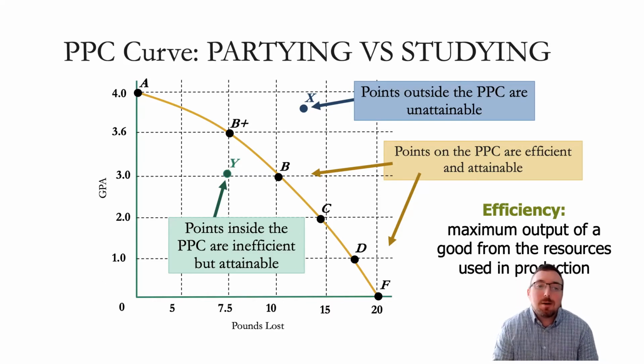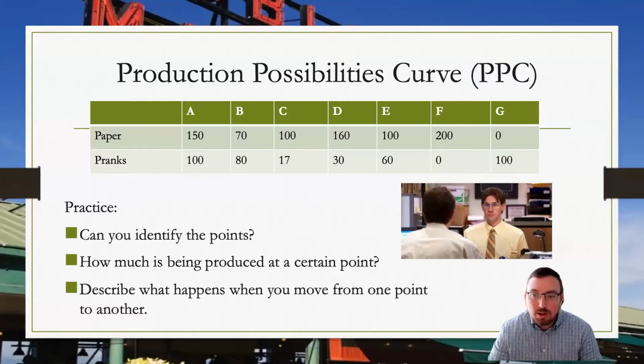Or maybe we split the time up and we study more and work out more to get a little bit higher GPA, but also lose more pounds. All right, so again, point Y is inefficient. We can utilize our time better to get to that PPC curve, to get to the gold curve there. Again, point X is unattainable. We cannot produce at that level. And so hopefully this helps you understand a little bit more how to read the PPC curve and answer questions.